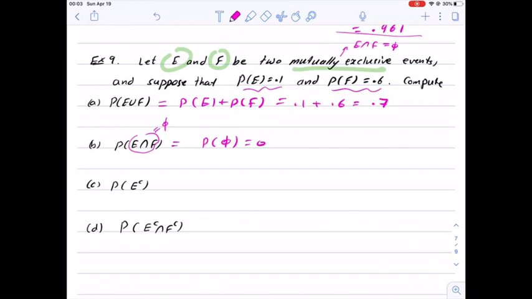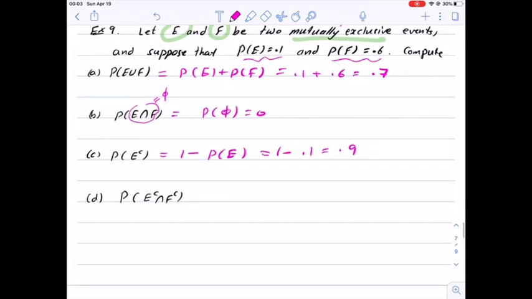For part B, probability of the intersection, we know that they are mutually exclusive. That means the intersection is phi. Probability of phi is 0. Now, probability of E complement, using the complement rule, 1 minus probability of E, and that's 1 minus 0.1, that's 0.9.